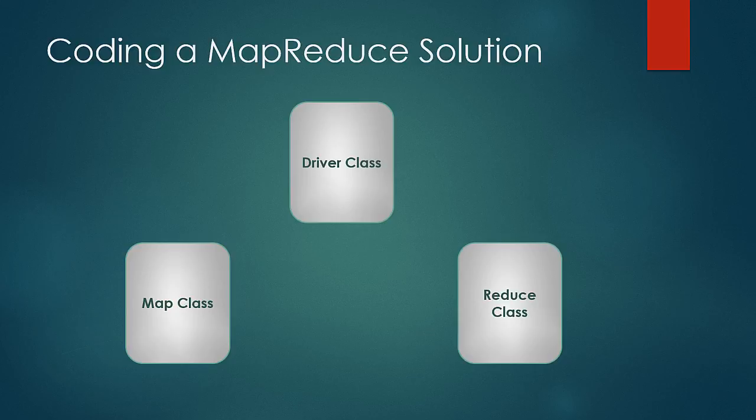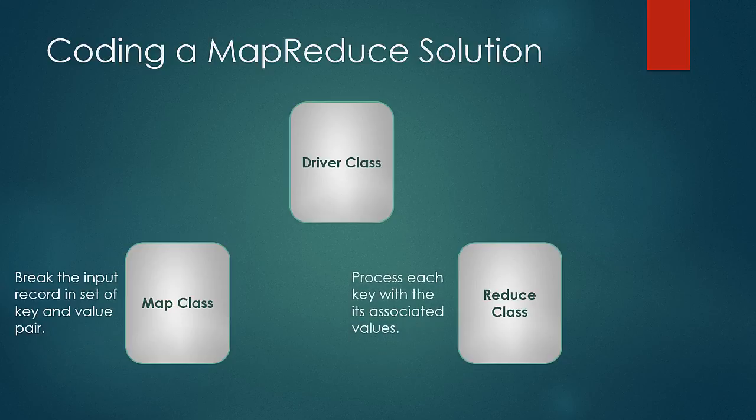Let us first start with the objective of map. Simply, its function is to break the input record into key and value pairs. The objective of the reducer class is to process each key and its associated values to produce the ultimate result. Last is the driver class.